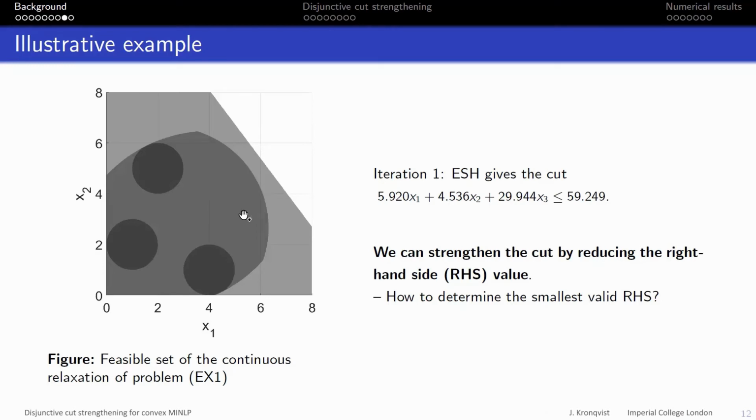inwards to obtain a stronger cut, and this would still be valid for our MINLP problem. And this can, for example, be done by reducing the right-hand side value. And this raises the question, how can we determine the smallest valid right-hand side value for our cut?